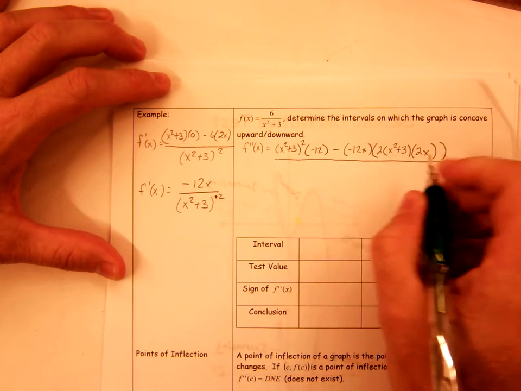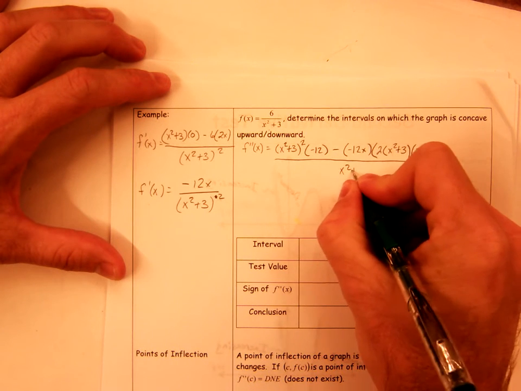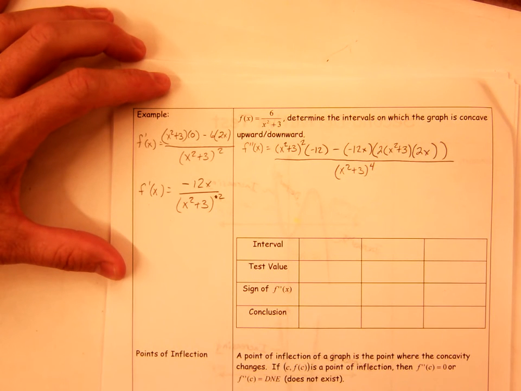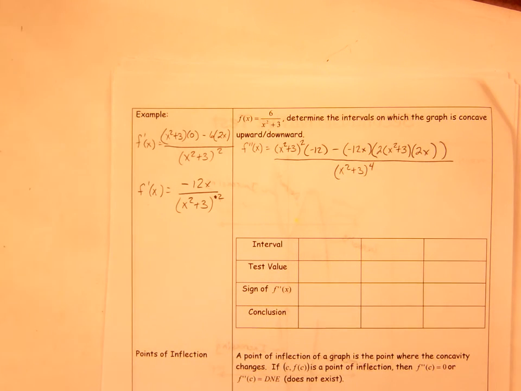All of that over x squared plus 3 to the 4th. Any questions about how I did that? Would you simplify that at all? I would clean that up a little bit. And here's how I would clean it up.